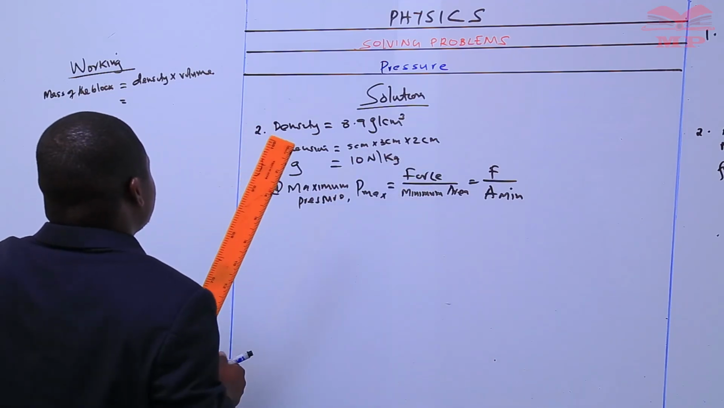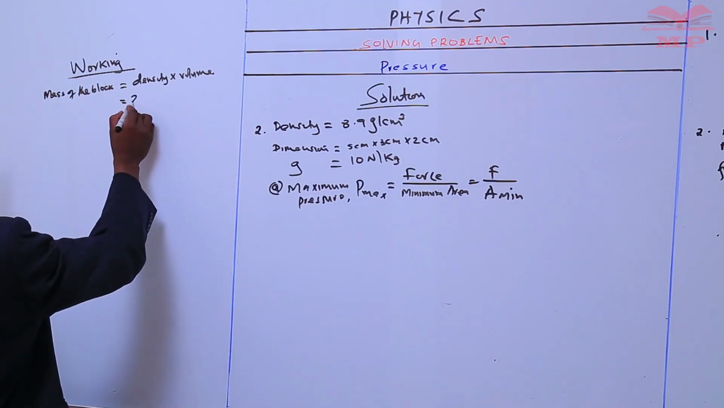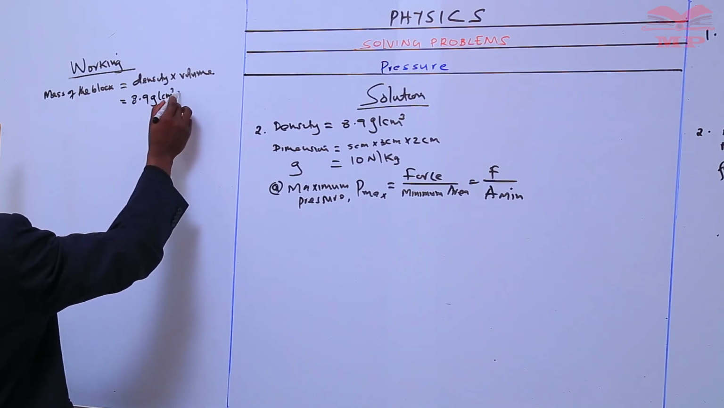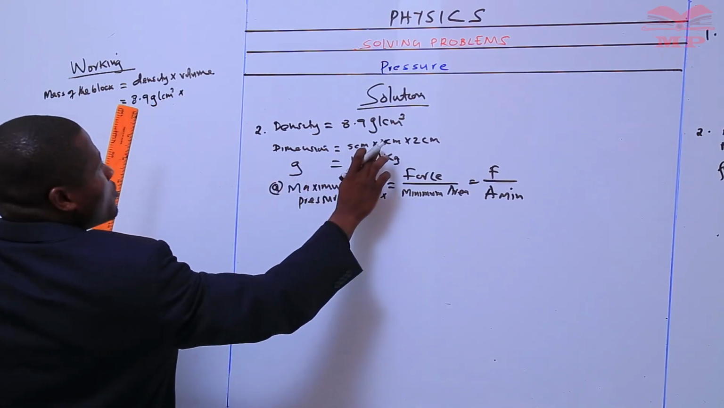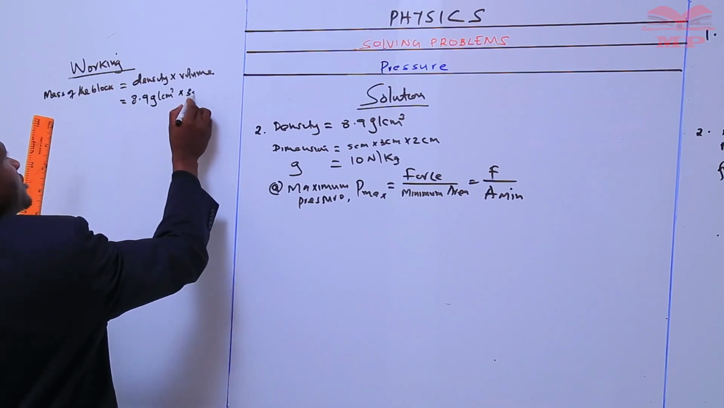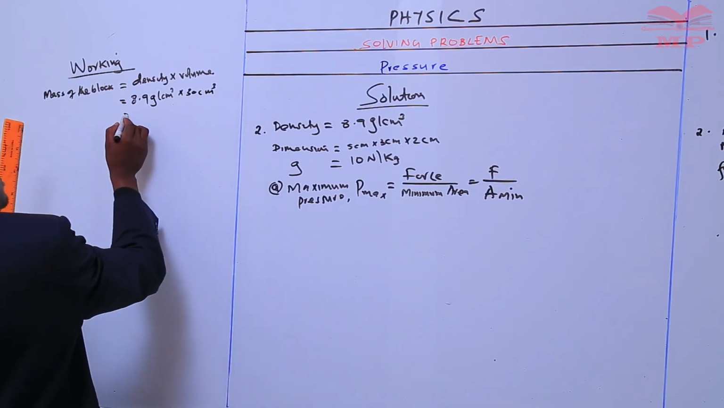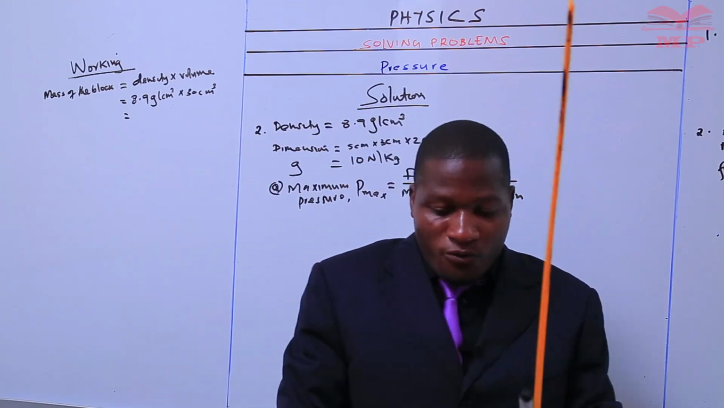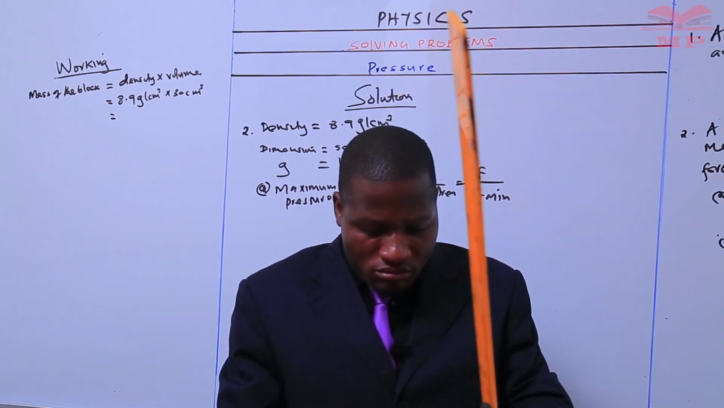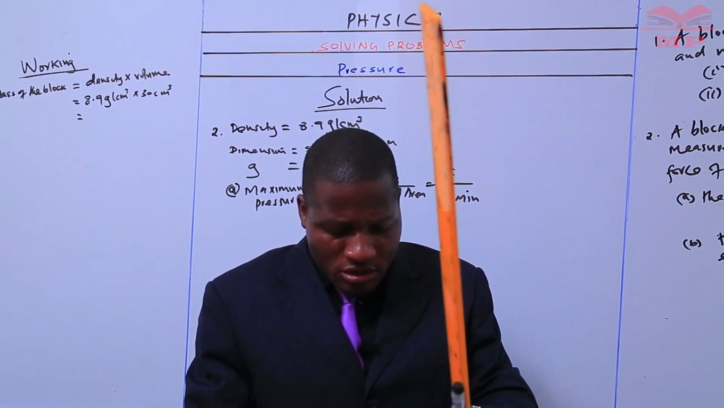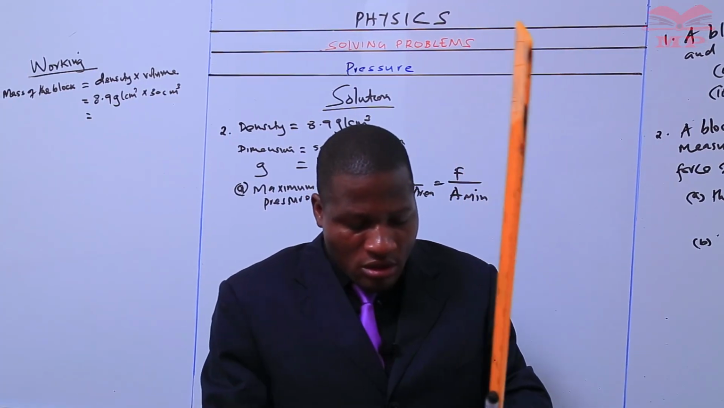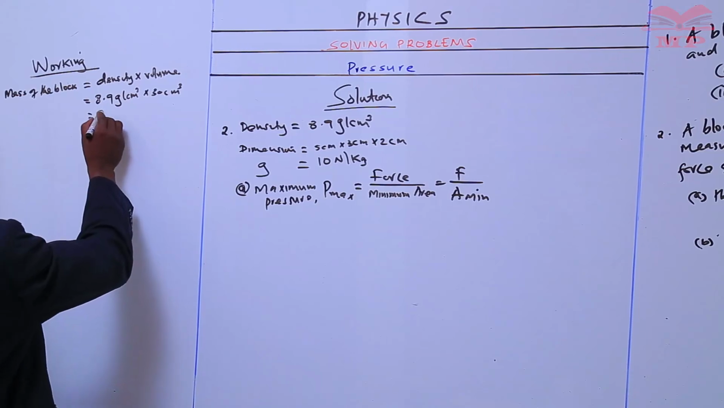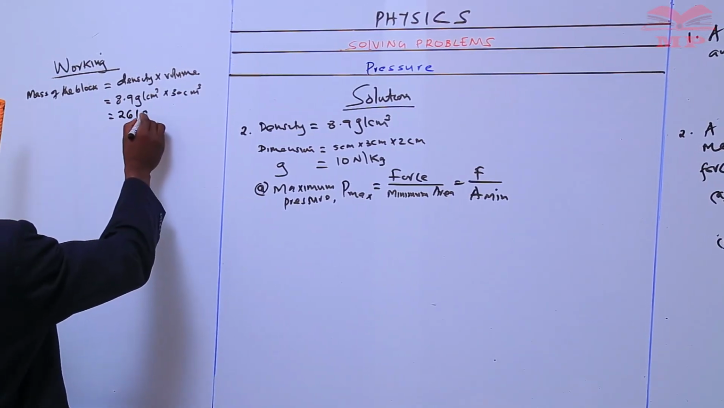So the density is 8.9 grams per centimeter cubed, times the volume, which is 15 by 2, that is 30 centimeters cubed. So that mass, we have 8.7 times 30. It is giving me 261 grams.